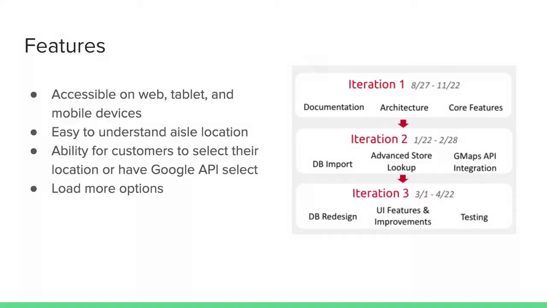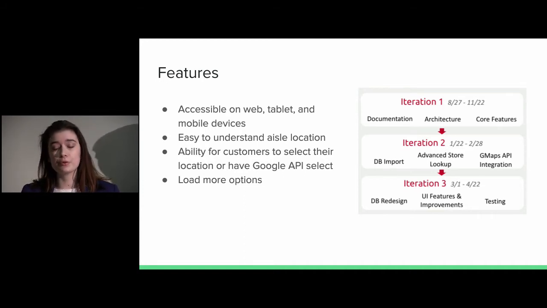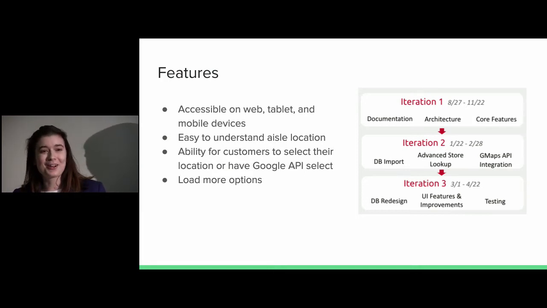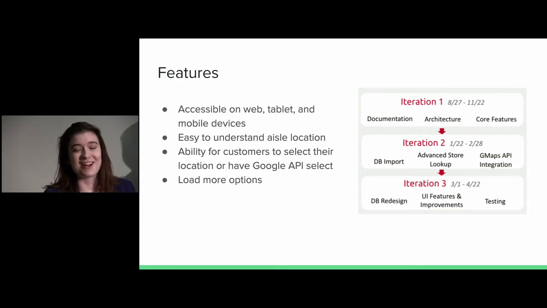So what we focused on is 3 iterations of first creating a minimal viable product and then going into some updates with how we did our searching and integrating Google Maps API. And then at the end, we did a whole database redesign and added on some features for our web, tablet, and mobile accessible product searching tool. And now Sultan's going to talk to you about some of our technologies.